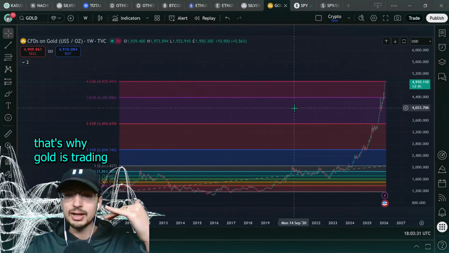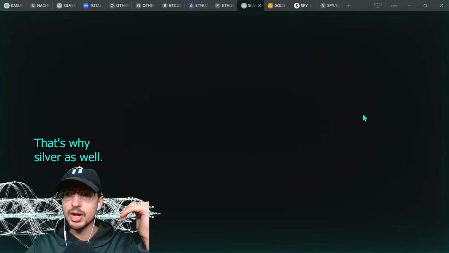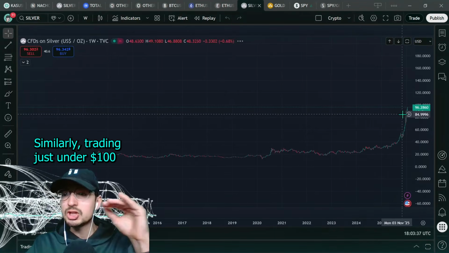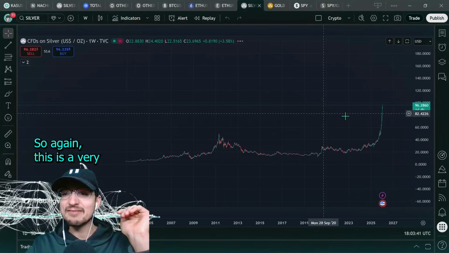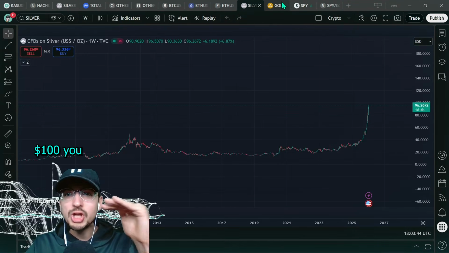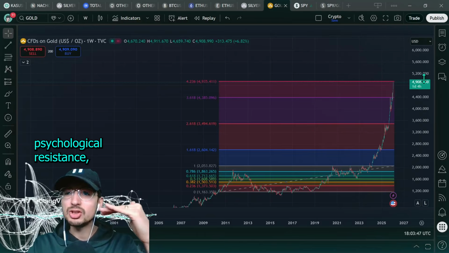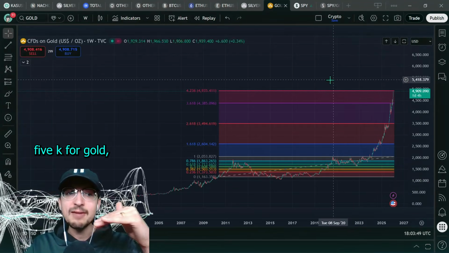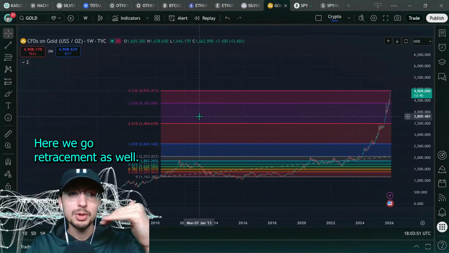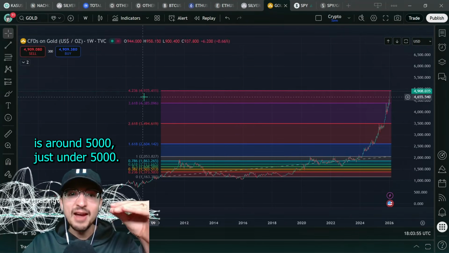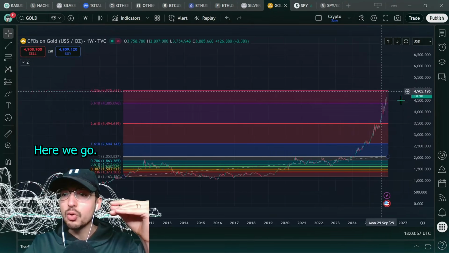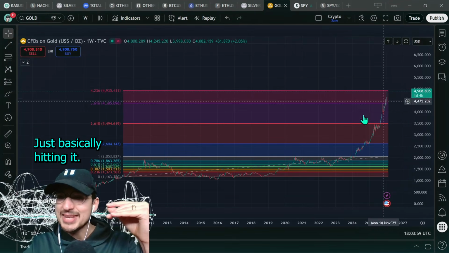That's why gold's trading at all-time highs. That's why silver as well, similarly trading just under $100 per ounce. So again, this is a very interesting zone. $100, you have to look at it also as a psychological resistance. 5K for gold, a psychological resistance. Here we go, retracement as well. Full extension is around 5,000, just under 5,000. Here we go, just basically hitting it.